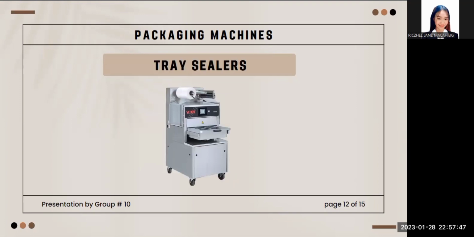So next is tray sealers. So dito, tray sealers or tray sealing is commonly used for packaging medical devices, particularly when clamshell packaging or blister sealing are not applicable. So tray sealing prevents products from moving in the tray during the shipping and creates a hermetic seal so that products can be stored and shipped under sterile conditions. Next slide po.